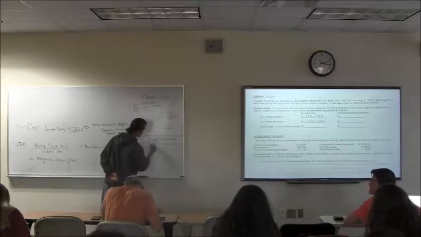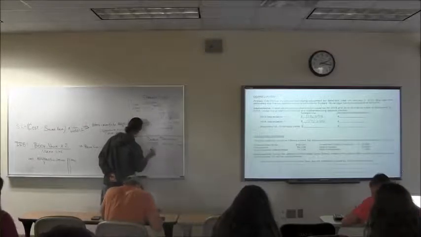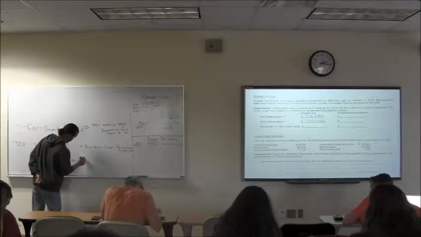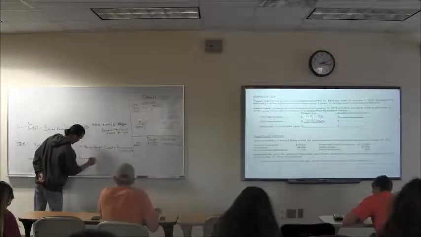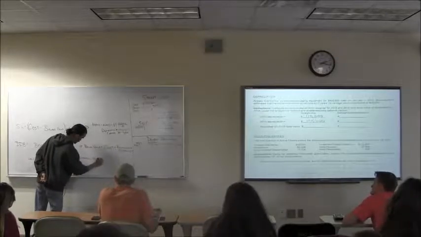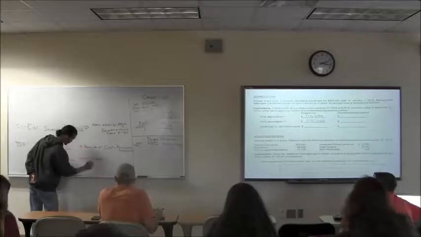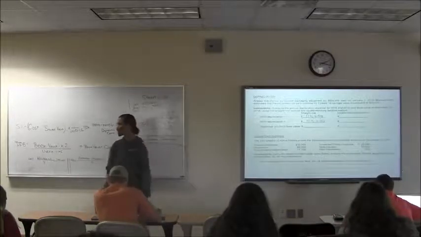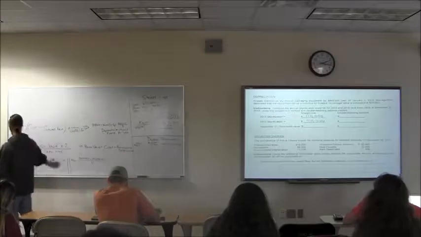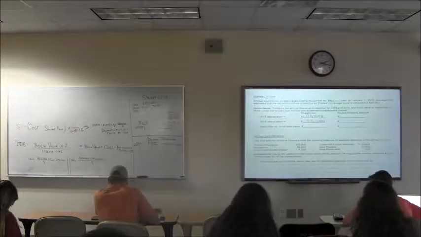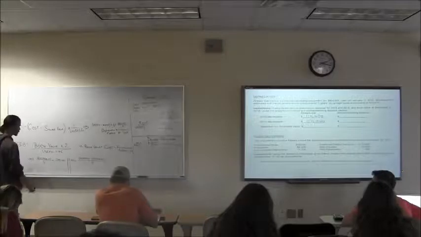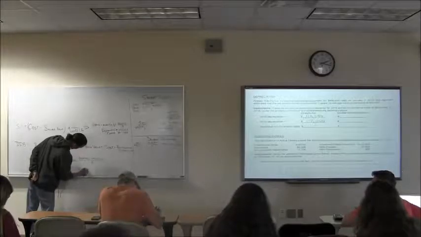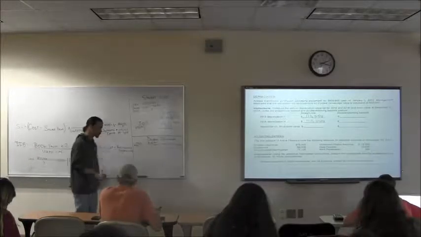My accumulated depreciation is 240,000. 2016, 600,000 minus 240,000 times 2 over 5. 600,000 minus 240,000 is 360,000 times 2 over 5. So that should give you what? 140 something. There you go.